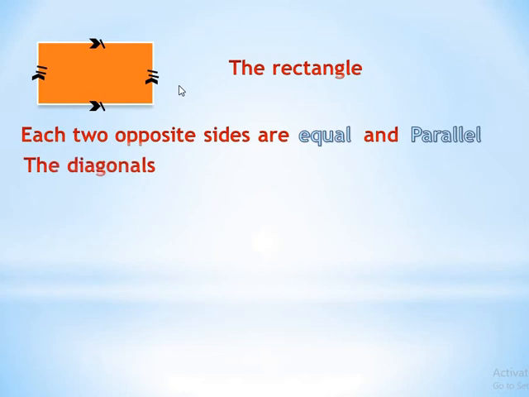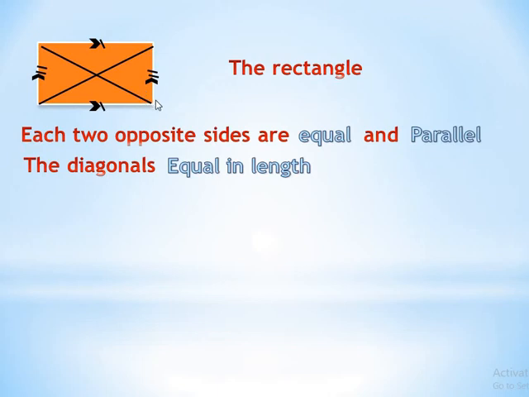What about the diagonals first? The diagonals will be equal in length. Why will the diagonals be equal in length? Because the angles are all equal in measure. If we have equal angles, it means that the diagonals will be equal. So the diagonals are equal in length, and the common property: they bisect each other.